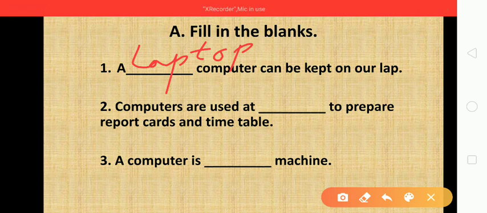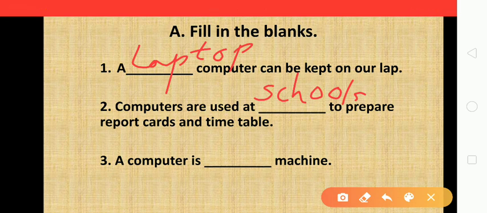Second one: computers are used at dash to prepare the report cards and timetable. The options are shops, schools, and airport. You know very well where we get report cards and timetables, in schools. So the answer will be schools. I hope you will write it properly.